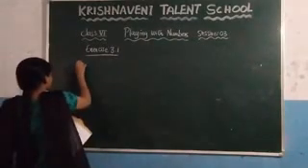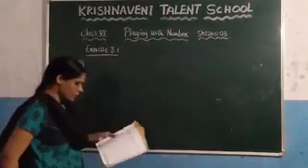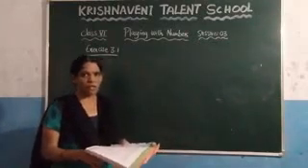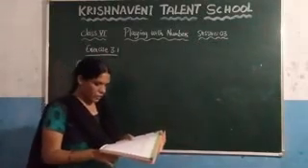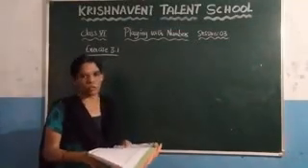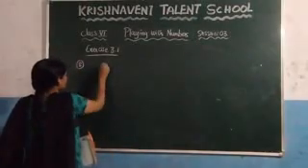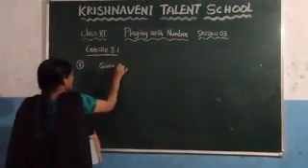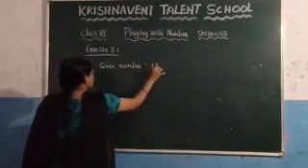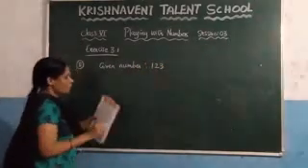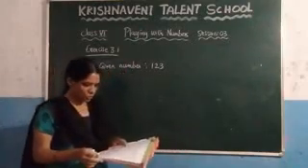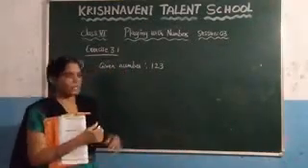What's the 8th question given here? Find the smallest number that must be added to 123 so that it is exactly divisible by 5. So here, you need to find the smallest number that must be added to 123. What is the given number? The given number is 123. And what they asked here is, what is the smallest number that is added to 123 so that the given number is exactly divisible by 5.